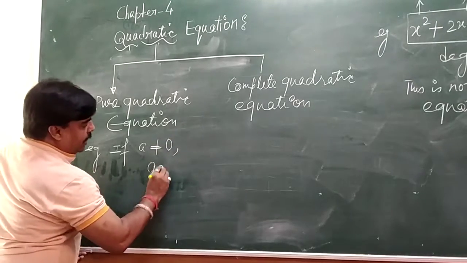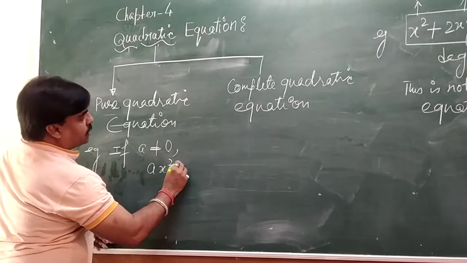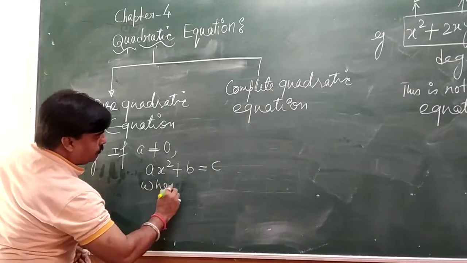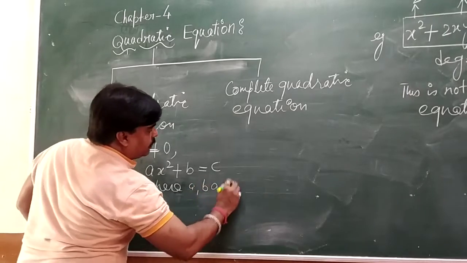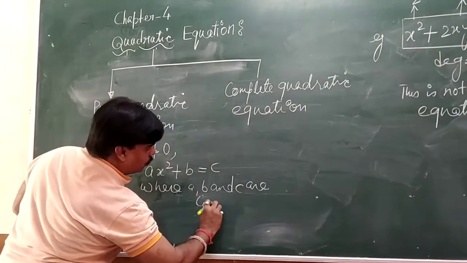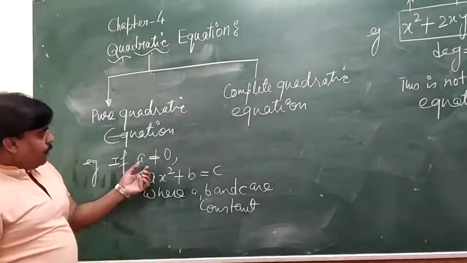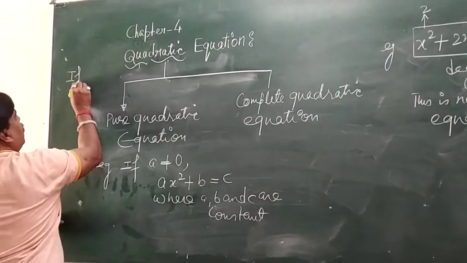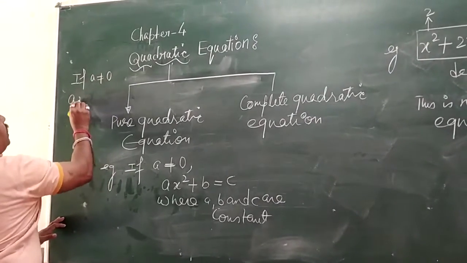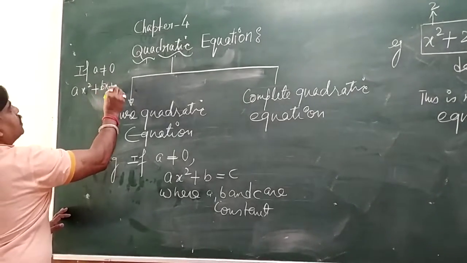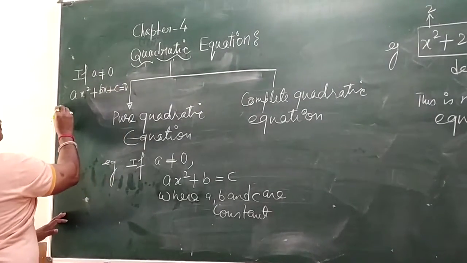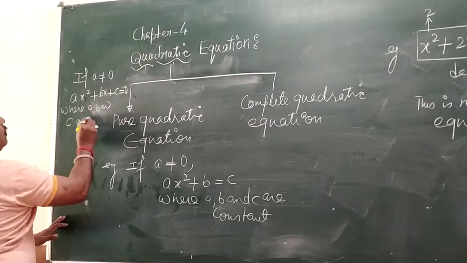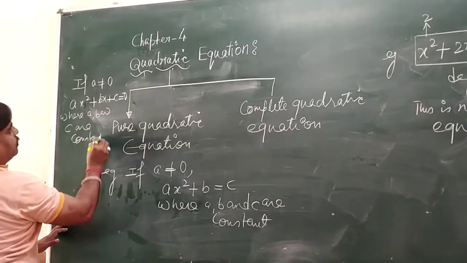ax square plus b is equal to c, where a, b and c are constant. The important point is here only in an equation, because in general the equation is already been discussed. If a is not equal to 0, then ax square plus bx plus c is equal to 0 is a quadratic equation where a, b and c are constant. This is already been discussed.